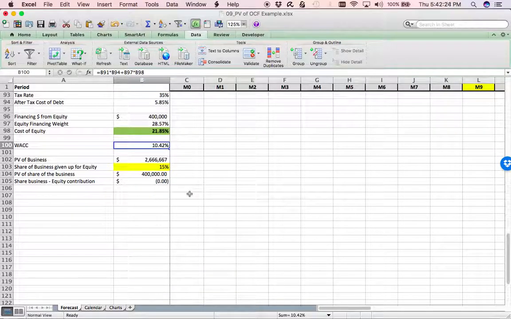So that's how you would use this. Again, we will talk about this more in the negotiation discussions, but I did want to walk through this with you so you could see how this calculation goes.